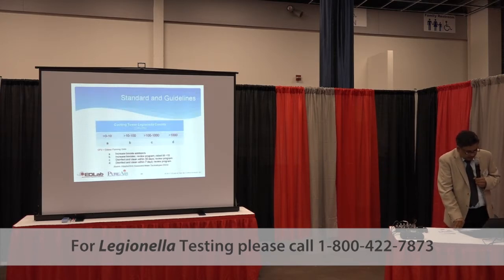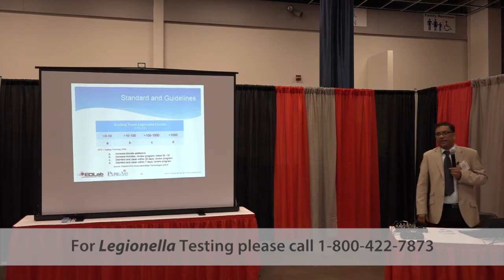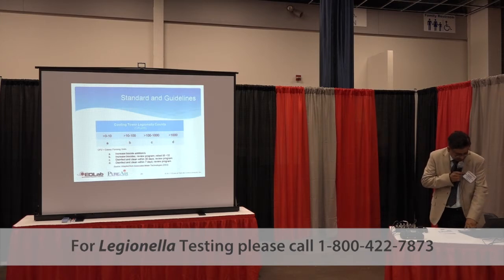This is another one in terms of cooling tower Legionella counts, and as you can see, if it is 0 to 10 colony forming units, you see the actions you are supposed to take, A, B, C, D. That is, increase biocide, review the program, retest until less than 10 colony forming units, disinfect and clean the whole thing within 30 days. If it is action level C or action level D, it calls for disinfecting and cleaning within 7 days, and reviewing the program to see whether it is effective or not.